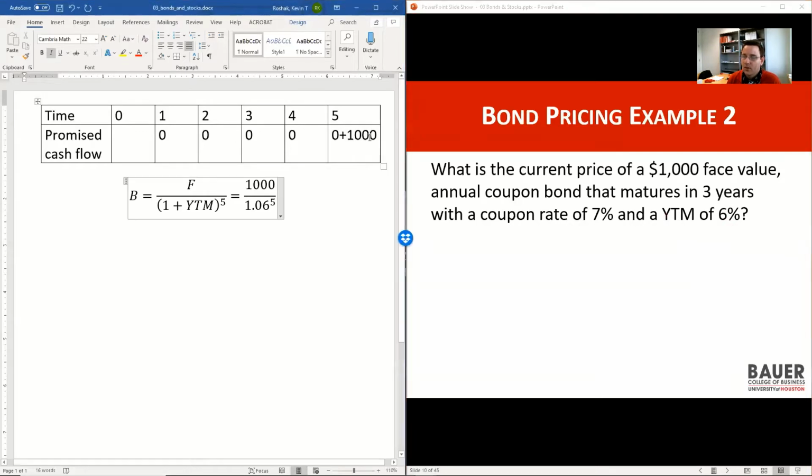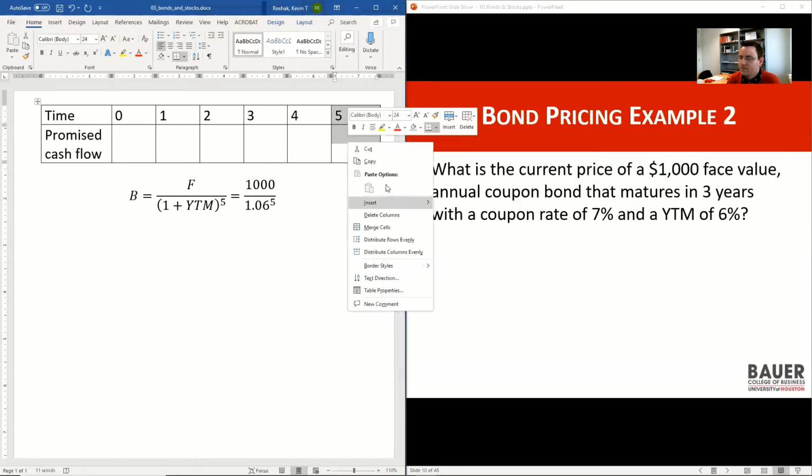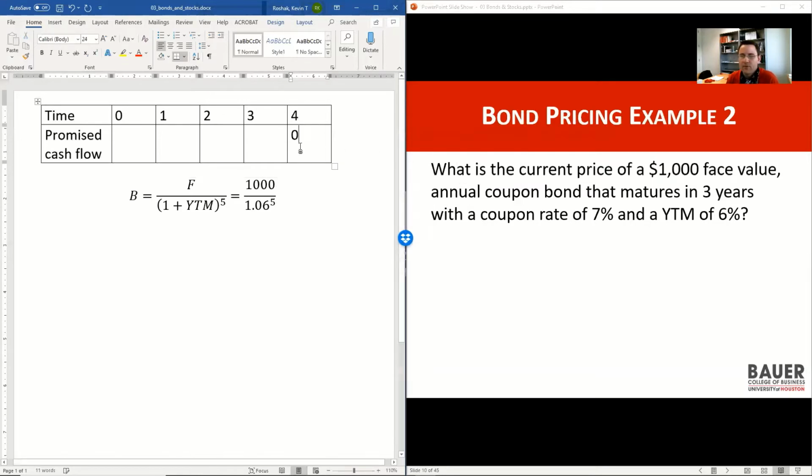Okay, so now we go back to our cash flow table. It matures in 3 years, so I can get rid of time periods 4 and 5. Nothing is happening here. Time 4, nothing's happening. All right. We still have that $1,000 face amount that occurs at time 3. So we have a $1,000 cash flow at time 3.